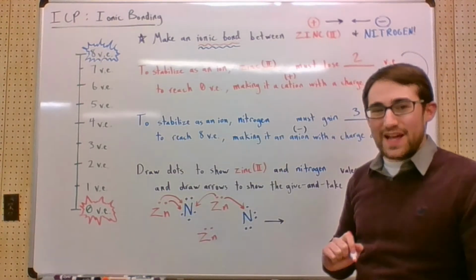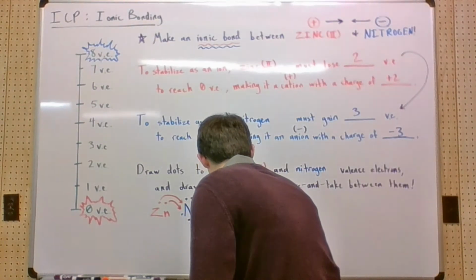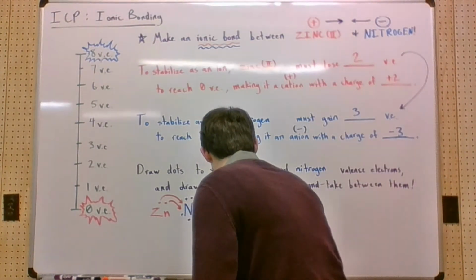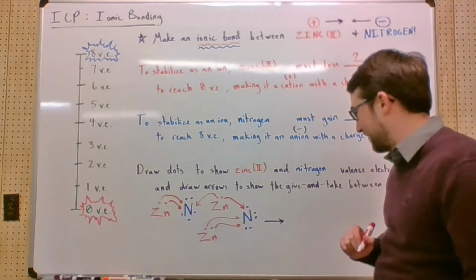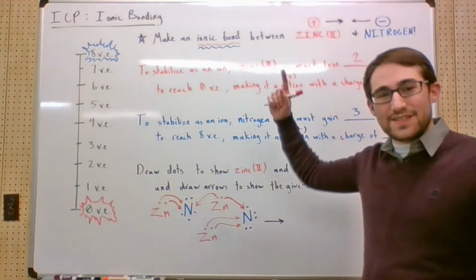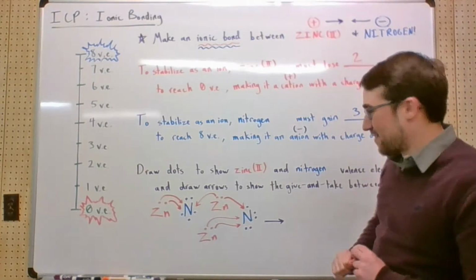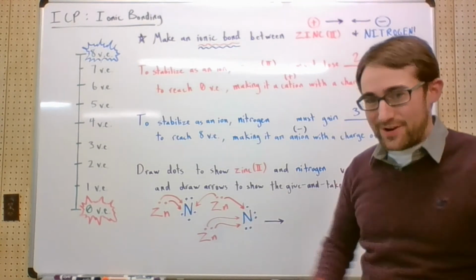All right, there's my last zinc with 2 valence electrons. That gets this nitrogen atom to 8 valence electrons. Okay, so this is our give and take to make this compound between zinc and nitrogen. All right, took a while, but we can always get there. We just have to keep working at it.